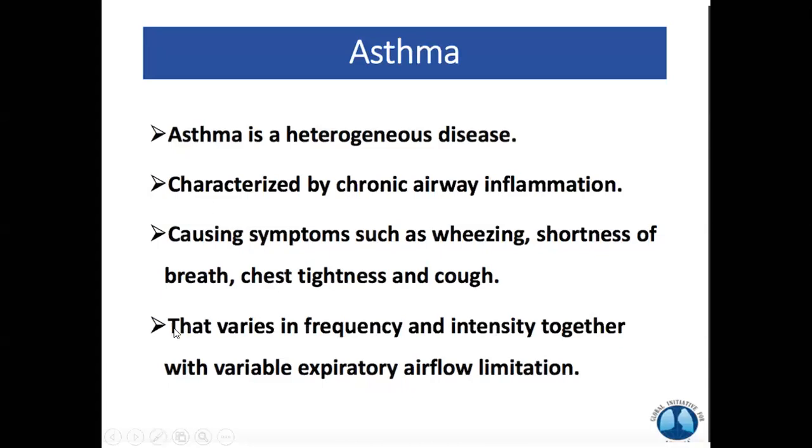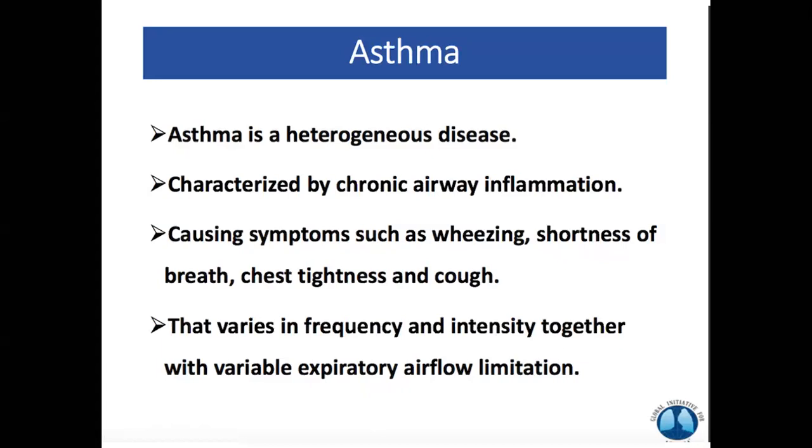And the most important characteristic feature is that this bronchoconstriction varies in frequency. The episodes may not be the same. The bronchoconstriction will not be the same throughout the year. It varies in frequency, it varies in intensity, and there is variable expiratory airflow limitation. So the main point to understand is that the bronchoconstriction and expiratory airflow limitation are variable over a period of time, over a period of a day, and with medications. That is the characteristic feature.